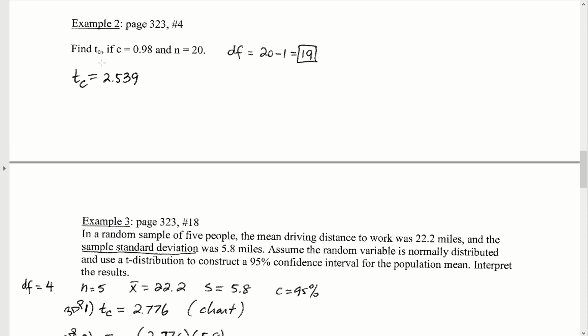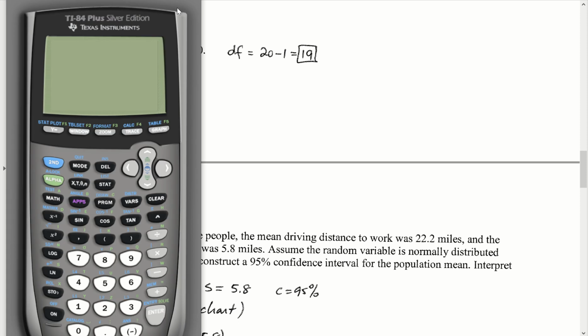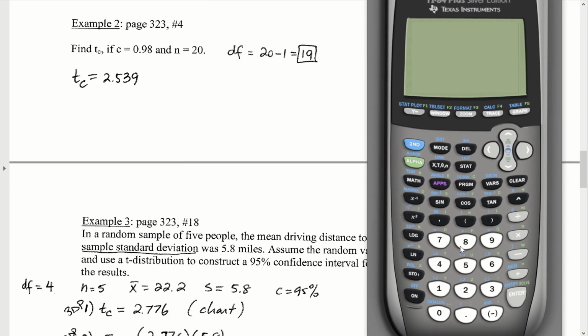Let's take a look at example 2 of section 6.2. They ask us to find the t-critical value if the level of confidence is 0.98 and n is equal to 20. We will first do this in the TI-84 using the inverse t command. So we go to second, distribution, go down to choice 4, inverse t.